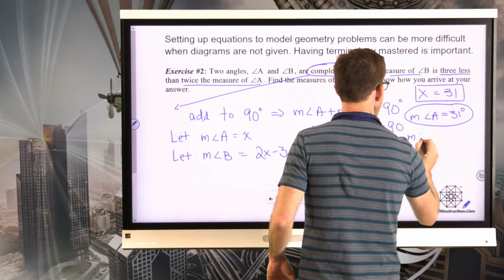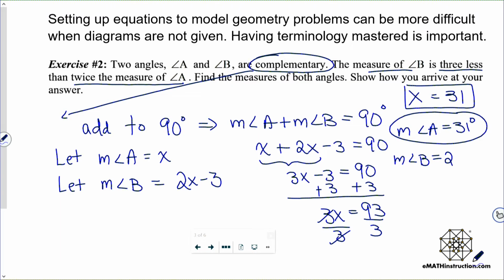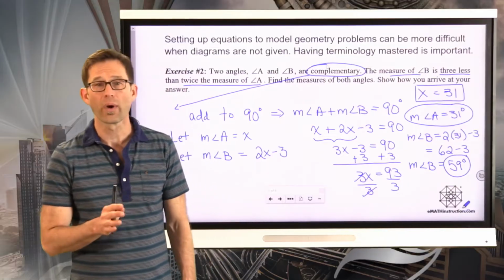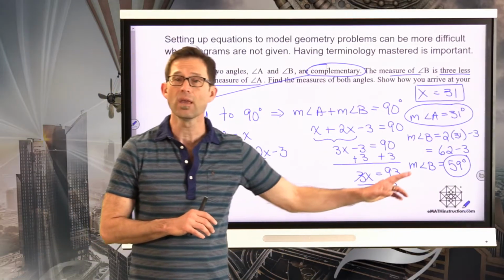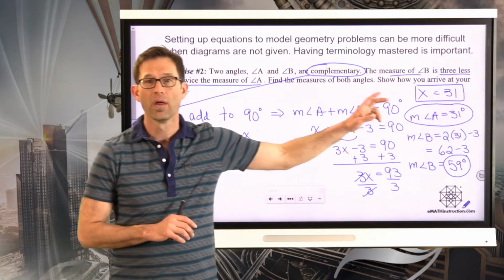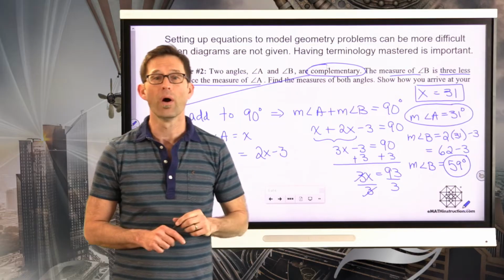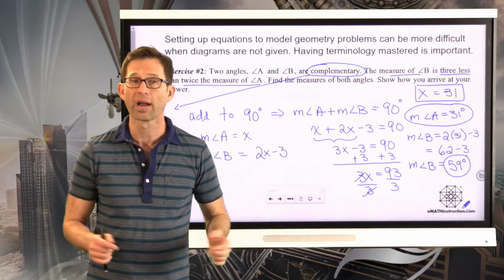Now, the measure of angle B, though, is 2 times the measure of angle A minus 3, and that's going to be 62 minus 3. So the measure of angle B is going to be 59 degrees. There we are. And just like in the last problem, one great check on this problem is to see whether this angle plus this angle makes them complementary, which it does. 59 plus 31 is equal to 90. So they're in fact complementary.